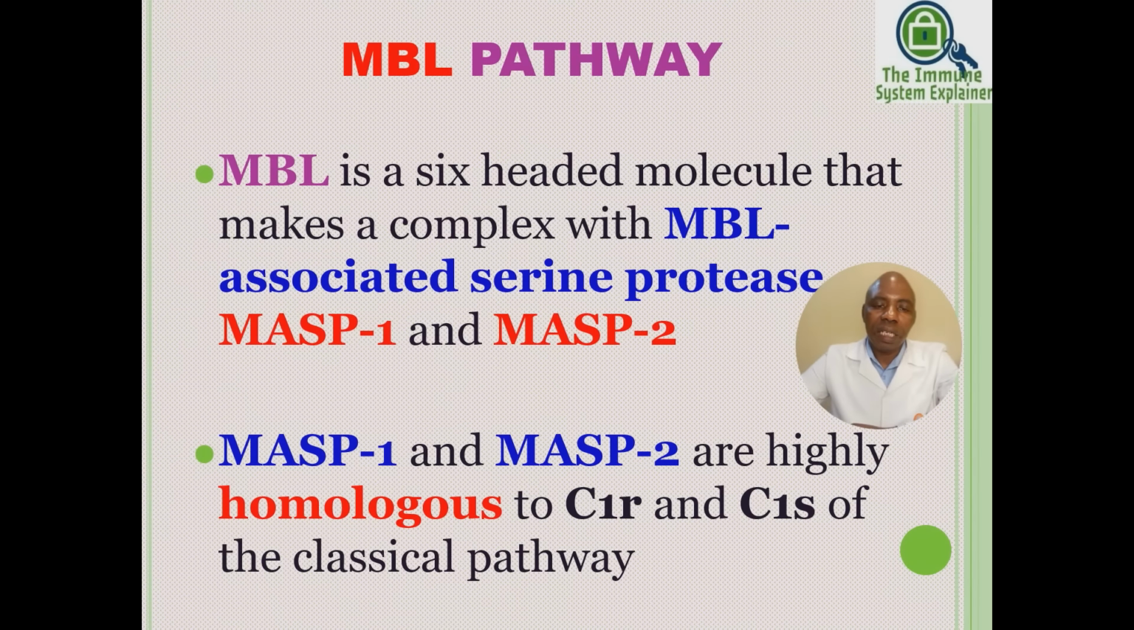And MBL itself is a 6-headed molecule that makes a complex with MBL associated serine protease 1 and 2, that is MASP1 and MASP2. MASP1 and MASP2 are highly homologous to C1r and C1s of the classical pathway. That's why we say there is great homology between the mannan binding lectin pathway and the classical pathway.